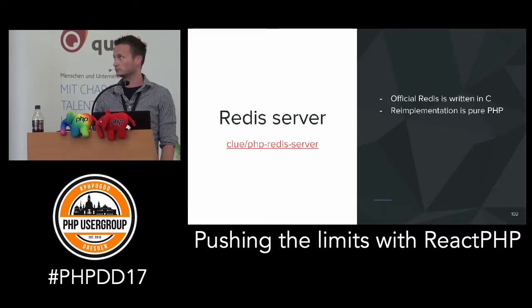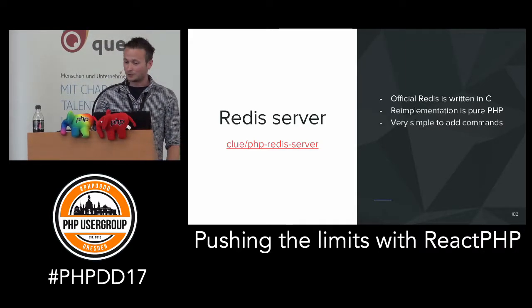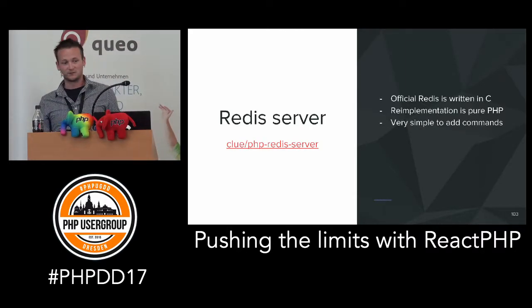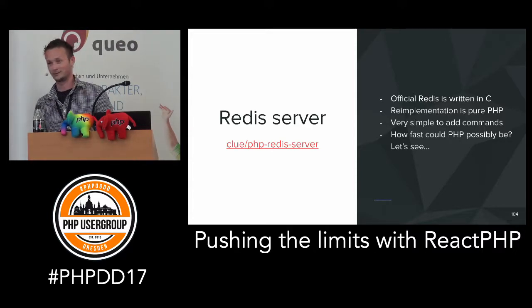Somebody with the name Clue ended up writing a whole database server in just PHP. And the cool thing about this is it's actually very simple to add new commands. It's essentially using a public function, and if your public function accepts a single argument, this is going to be your Redis command. But let's be serious. Okay, how fast could this possibly be?